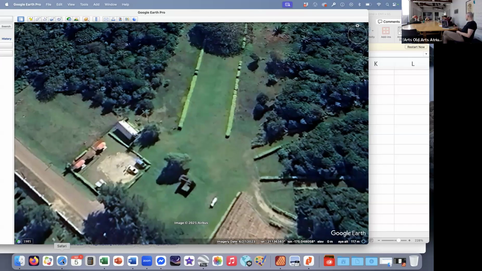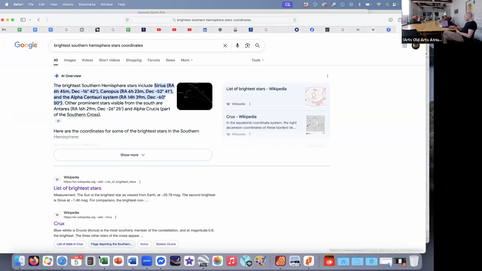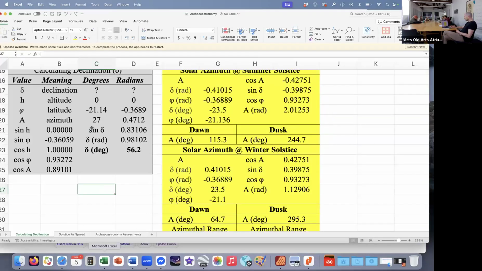Could it be the moon at a standstill? Well, what's the declination of the moon at the standstill? You should be able to look and see pretty quickly and pretty easily. But from what we calculated here, an azimuth of 27 degrees corresponds to a celestial object that is going to have a declination of about 56 degrees.